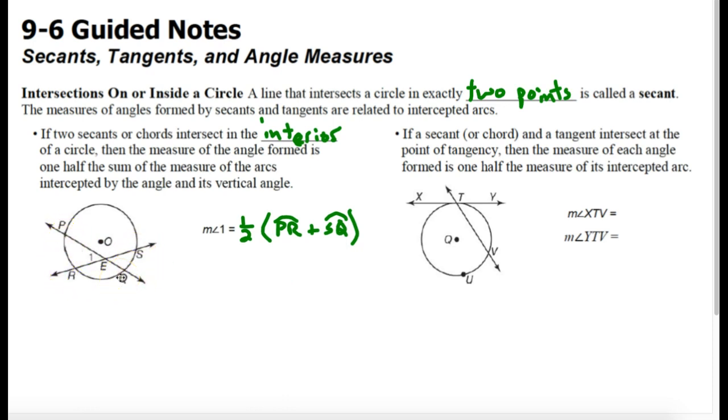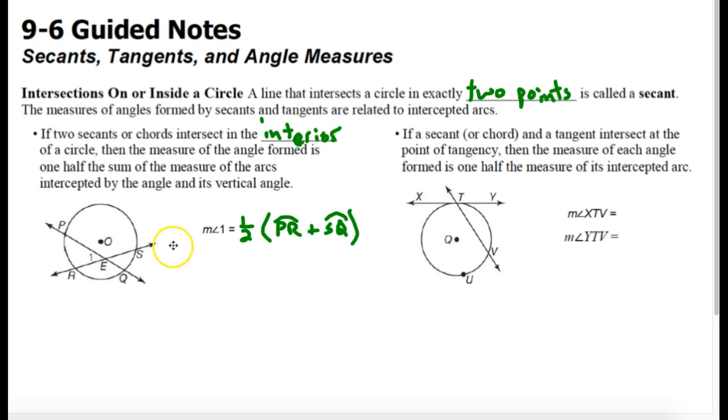So that angle there is equal to 1/2 of the sum of these two arcs. Also, make sure that we don't get these confused with central angles. These angles that we're talking about here are not central angles because the vertex is not at the center of the circle. This is an entirely different idea than a central angle.